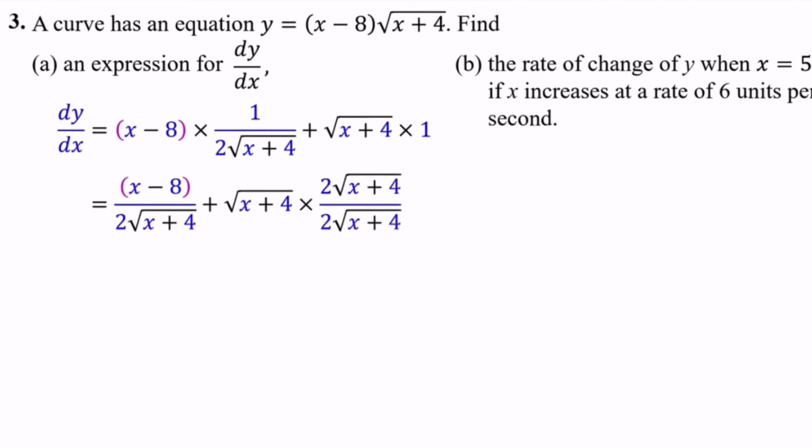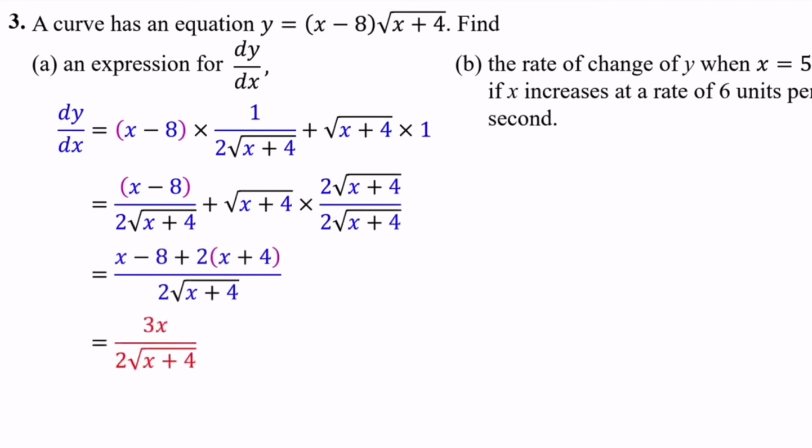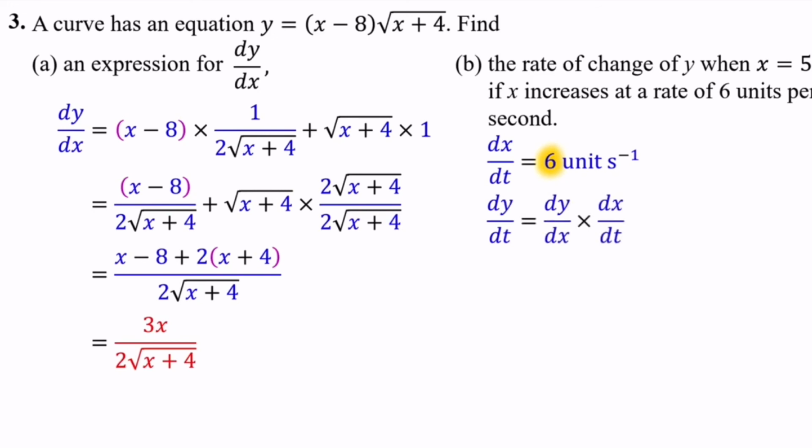The dy/dx is actually a bit complicated. So we need to substitute the x value into there, which is given as 5, right? So we will substitute the 5 into dy/dx so that we can use it for part B. So our dy/dx is actually in simplest form as a single fraction. Now we are going to write dy/dt equal to dy/dx times dx/dt, and the dx/dt was given as 6 units per second.